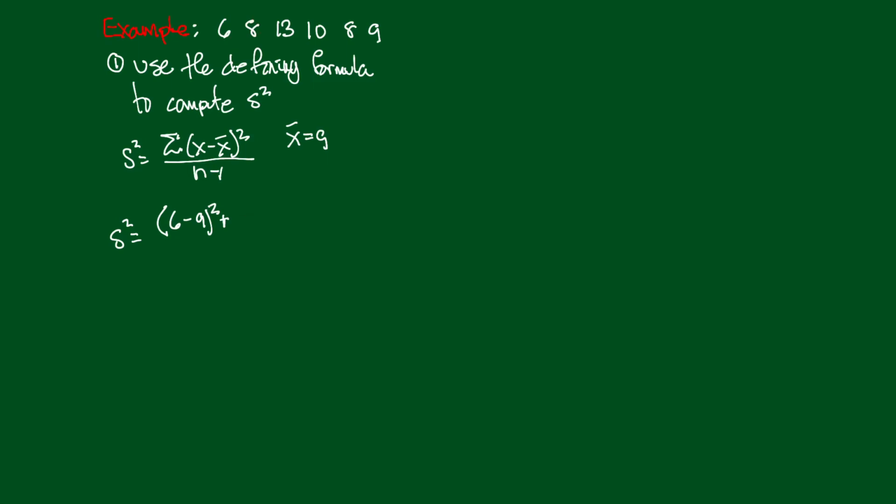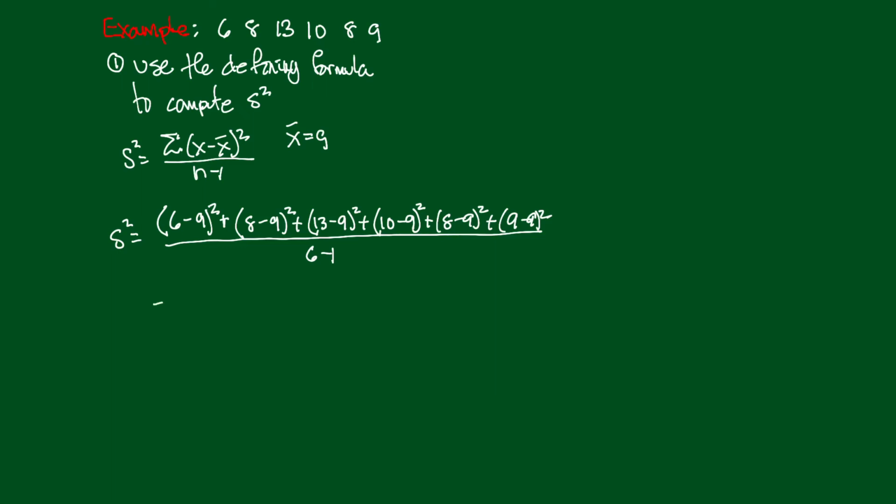So it's going to be quantity, 8 minus 9 squared, plus, go to the next piece of data, up here at the top, 13. 13 minus 9 squared, plus, next piece of data, 10 minus 9 squared, plus 8 minus 9 squared, plus 9 minus 9 squared, all over sample size, write n, right here, n, which is 6, minus 1.